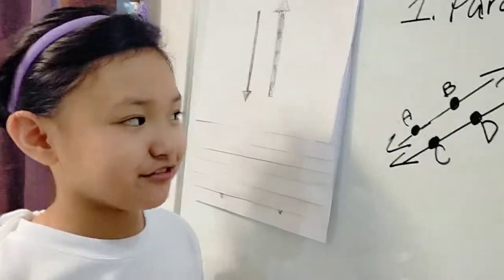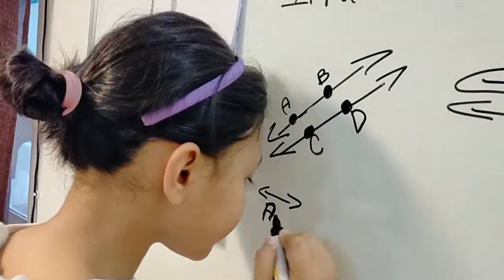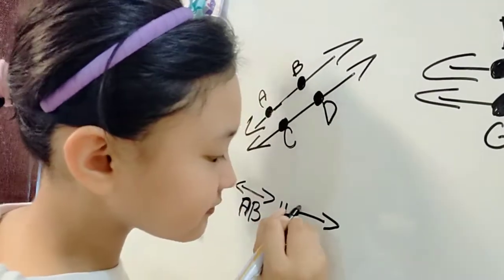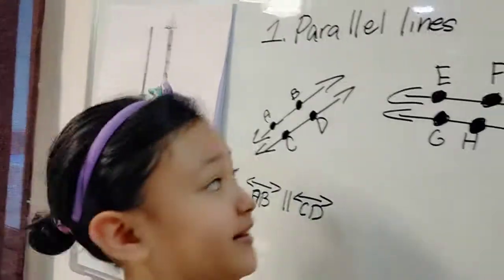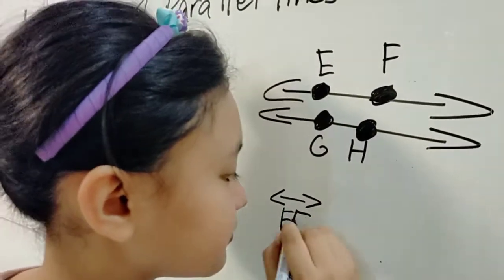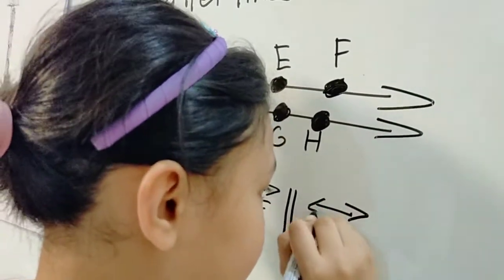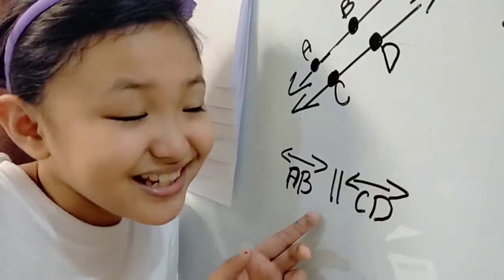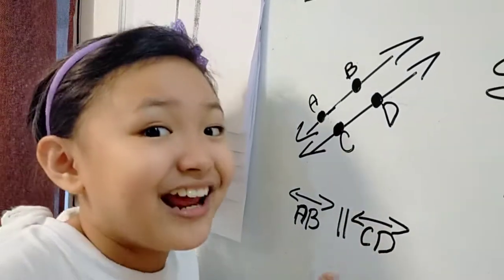In symbol, we write line AB is parallel to line CD and line EF is parallel to line GH. We use this symbol to represent parallelism.